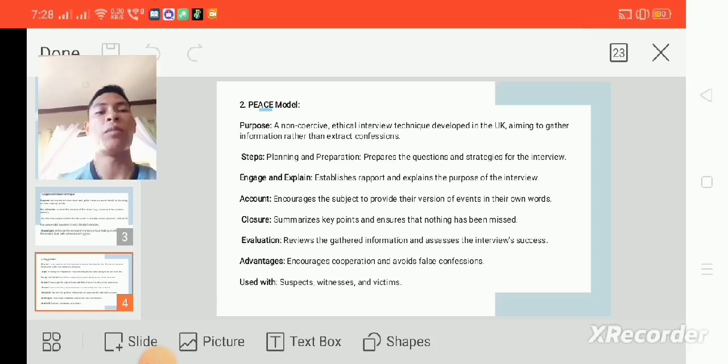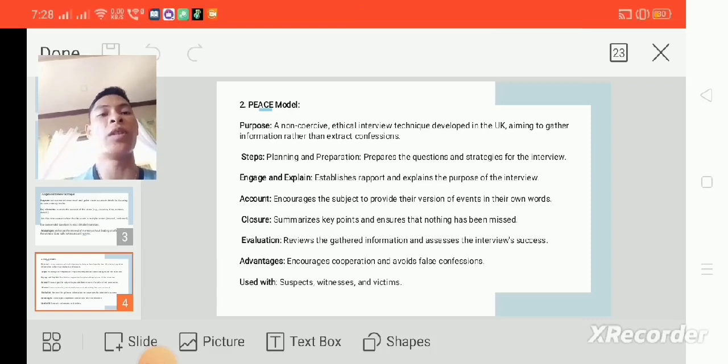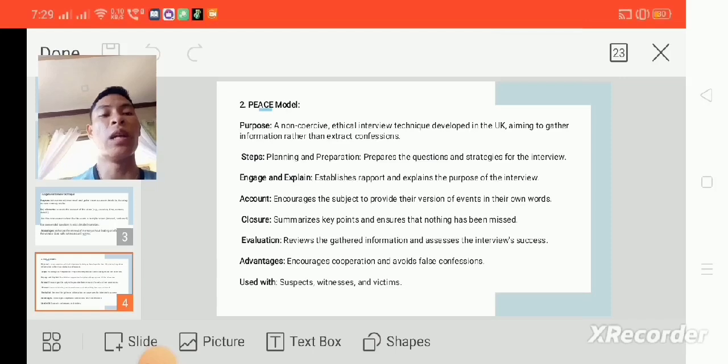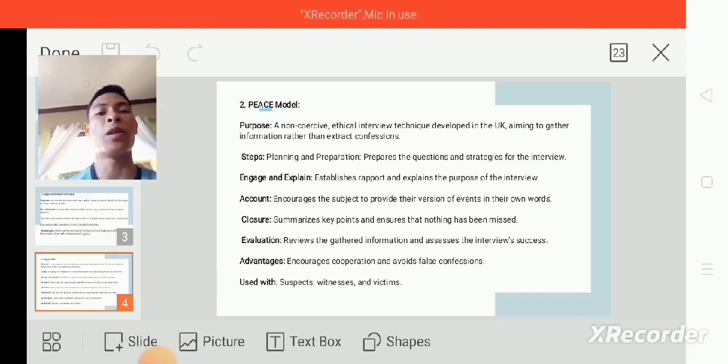Planning and preparation: prepare the situations, questions, and strategies for the interview. Engage and explain: establish rapport and explain the purpose of the interview. Account: encourage the subject to provide their version of events in their own words. Closure: summarize key points and ensure that nothing has been missed. Evaluation: review the information gathered and assess the interview's success. Advantages: encourages cooperation and avoids false confessions. Used with suspects, witnesses, and victims.